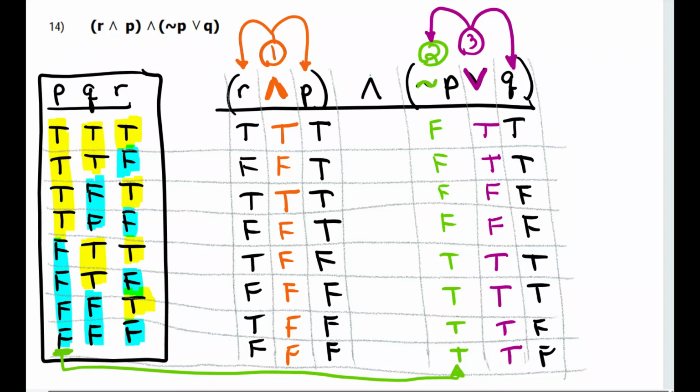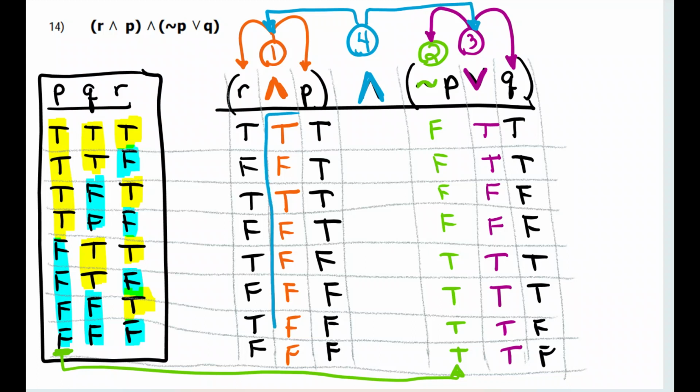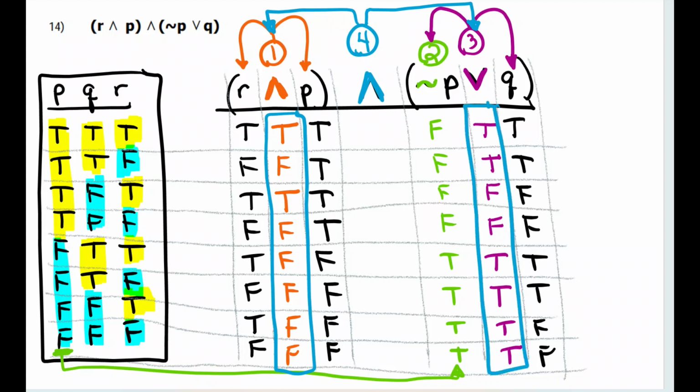And that brings me to my very last step, which is this AND right here. So this will be step 4. And to get that, you have to do the last calculation that you did to the left, which would be number 1, and the last calculation I did over here on the right, which was number 3. So I have to focus on the orange here and the purple here in order to get my last column right here.